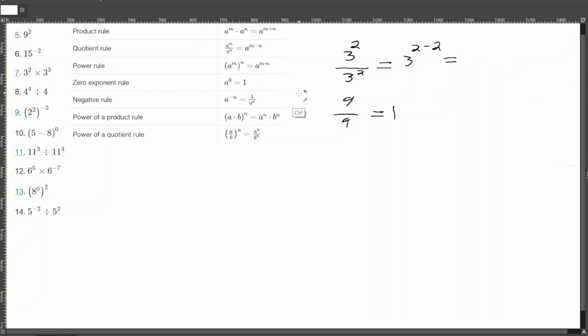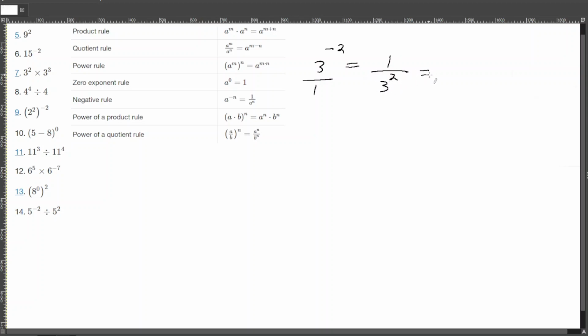Now this one, the negative rule. I didn't copy the instructions to save some space, but they want every exponent written as positive. So the negative rule states if we have 3 to the negative 2, you can use the reciprocal, a fancy way of saying flip your fraction. You end up with 3 squared on the bottom, so you end up with 1 over 9, okay? So this is how we'll handle the negative rule. Now the power of a product rule, let's see.